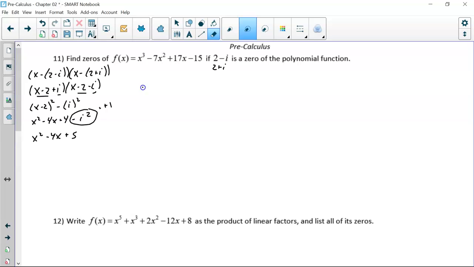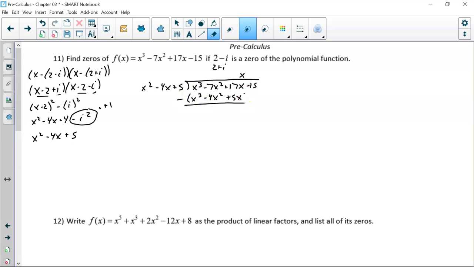Back to our long division. x squared minus 4x plus 5 goes on the outside. And on the inside, x cubed minus 7x squared plus 17x minus 15. x squared to an x cubed, we're going to multiply by an x. Went over 3 places, you can see the x's are lined up. Distribute, we get x cubed minus 4x squared plus 5x.